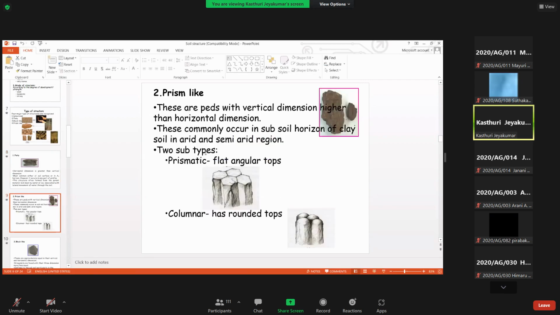There are two subgroups under prism-like structure, prismatic and columnar. Both have more vertical dimension than horizontal dimension. The difference between prismatic and columnar is easy to identify by seeing the picture: prismatic has a flat angular top, and columnar has a round top. This is the only difference between prismatic and columnar.